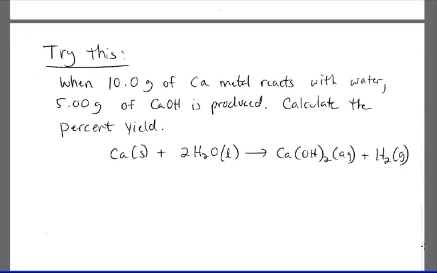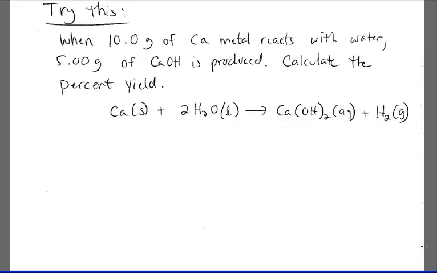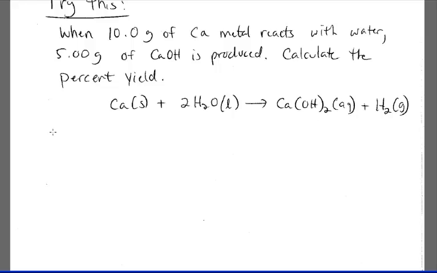All right, let's have you try a calculation of a similar type. When 10 grams of calcium metal reacts with water, 5 grams of calcium hydroxide is produced. Calculate the percent yield. So go ahead and try that. All right, so what do we do? We start by calculating the theoretical yield.